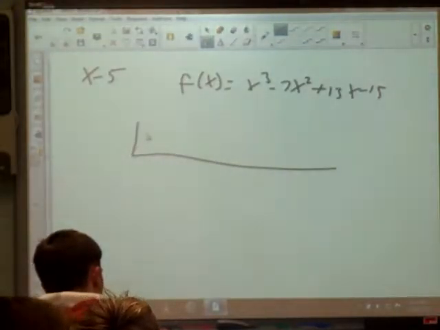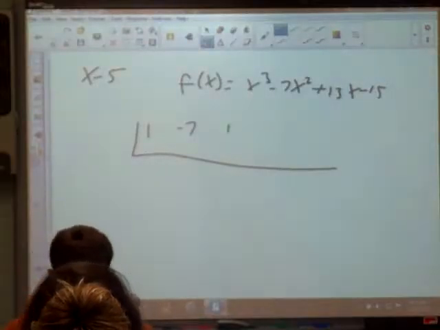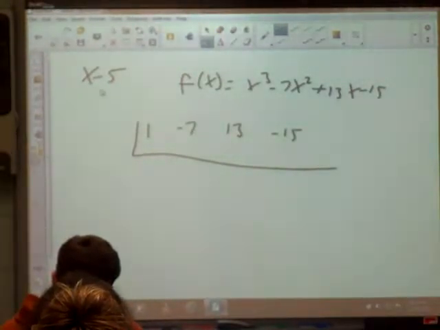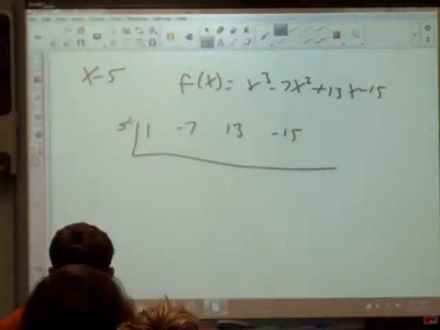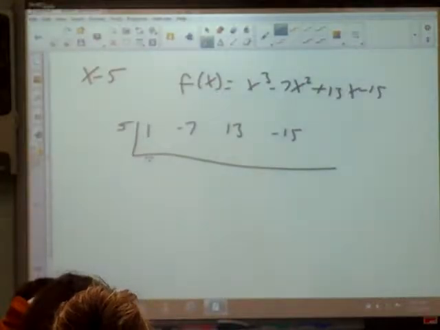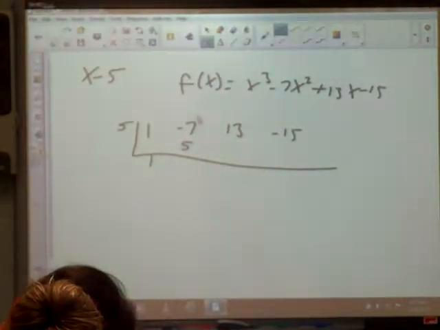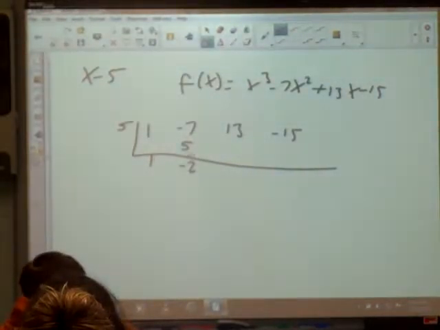Okay, so it's the same stuff to start off as yesterday. I want to have a 1x cubed, a negative 7x squared, a 13x, and a negative 15. Now, x minus 5 is the factor, so what's going to go outside my box? Positive 5. We'll start by dropping the 1. 1 times 5. Then we add negative 7 plus 5. Then we multiply negative 2 times 5.